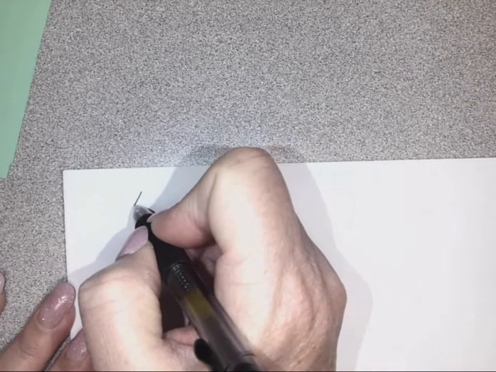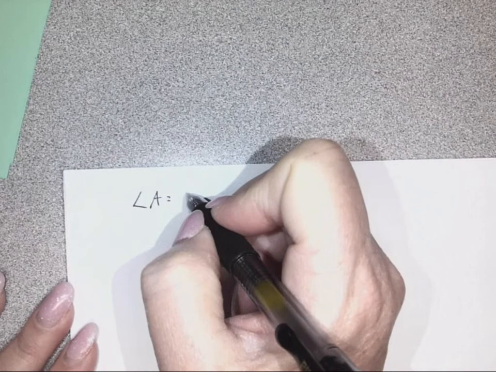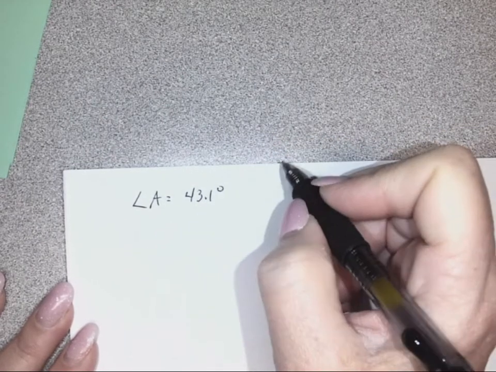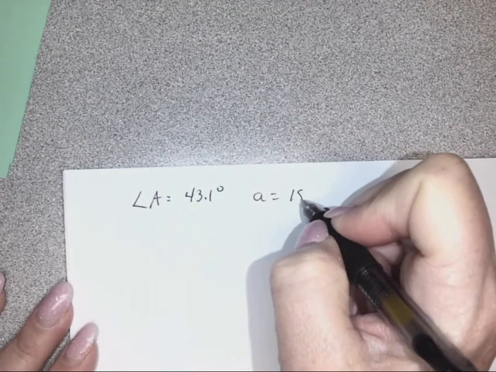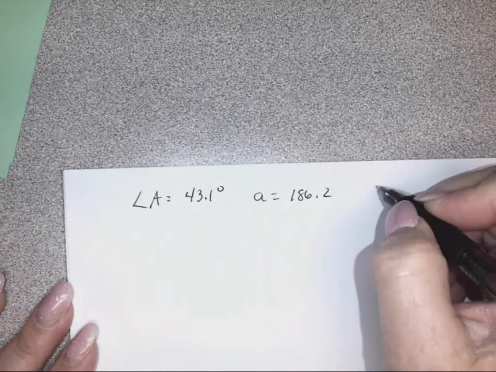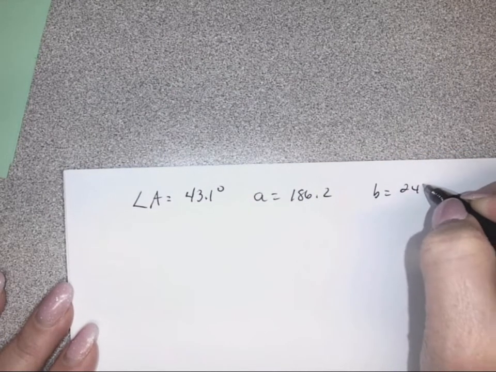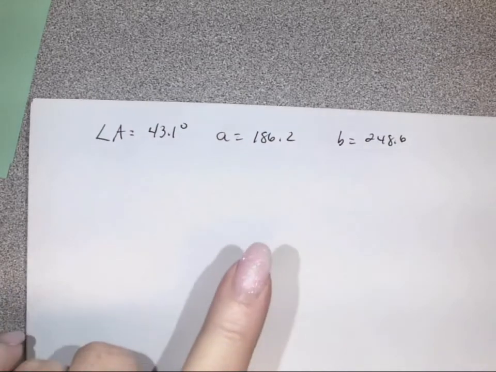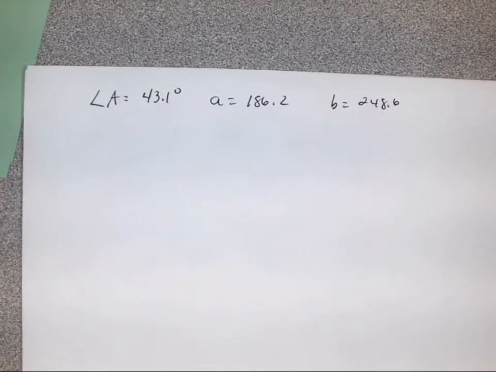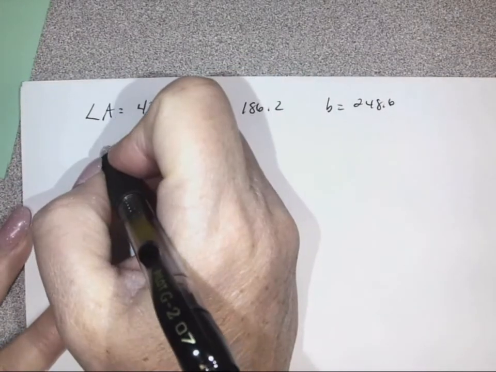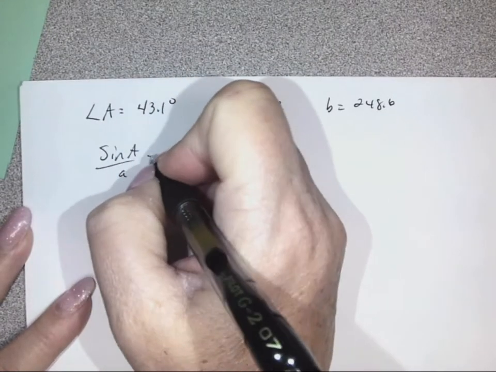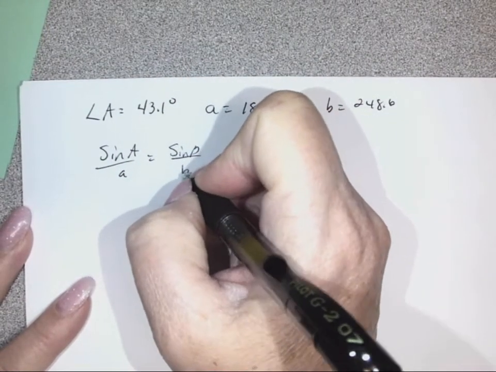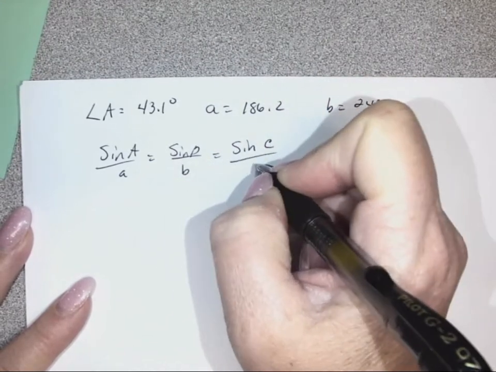So we are given that angle A is equal to 43.1 degrees. Little a is equal to 186.2. And little b is equal to 248.6. So again, you have to use the law of sines, you have to have 2 of those pieces that match, where they're both A, they're both B, or they're both C. All right, let's go see what we can solve here. So again, sine A over little a equals the sine of B over little b equals the sine of C over little c.